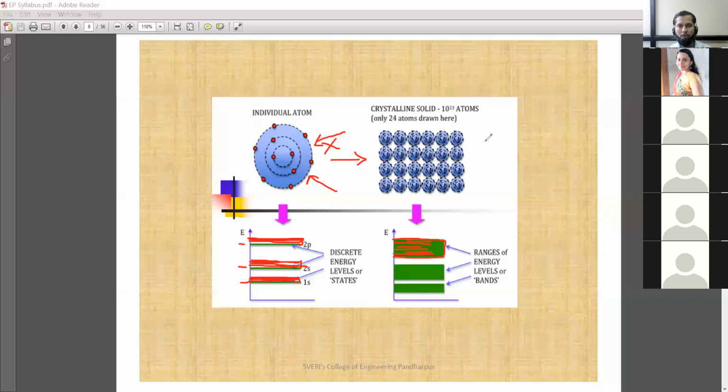We are considering that solid as a whole, meaning a bunch or group of atoms at a time we are considering, and that's why we are taking help of band theory. So this is a formation of energy band, means how energy band gets formed, that we are discussing. Are you getting this point?